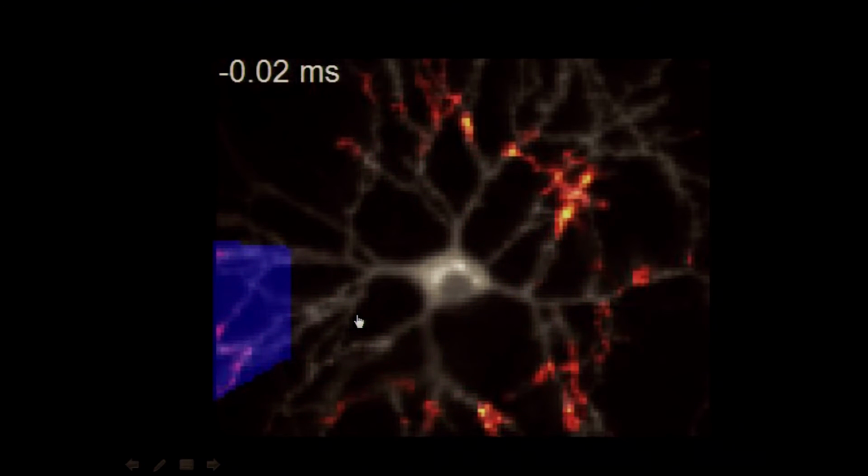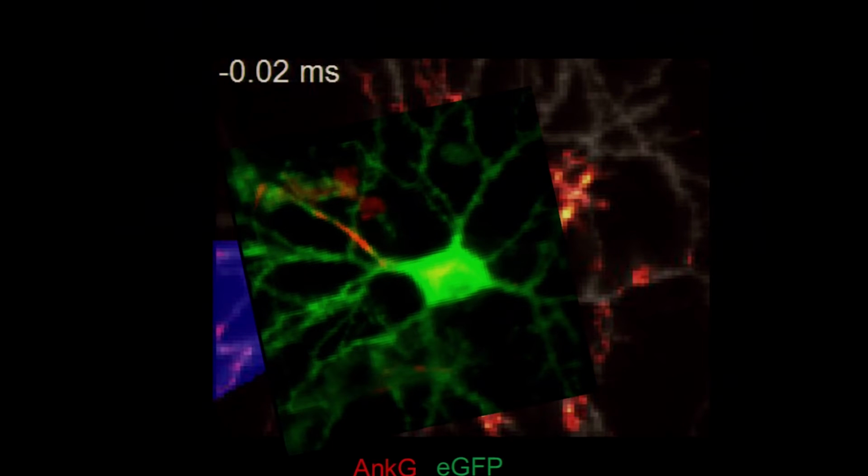To test that, we then immunostained this cell for ankyrin G, which is a marker of the axon initial segment, and then came back and found the same cell in the microscope. And so here's an overlay of the immunostaining data. The red is the ankyrin G marker for the axon initial segment. And you can see indeed that this biochemical marker corresponds to the functional region of action potential initiation. And so we can correlate the details of action potential propagation that we see with the optopatch technique with the underlying biochemistry of the cell.